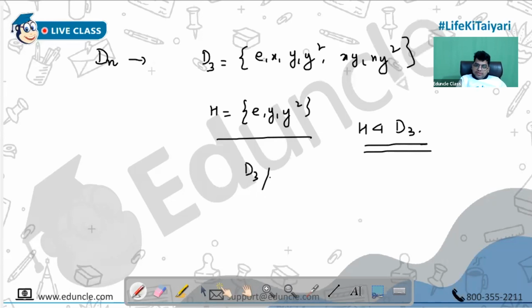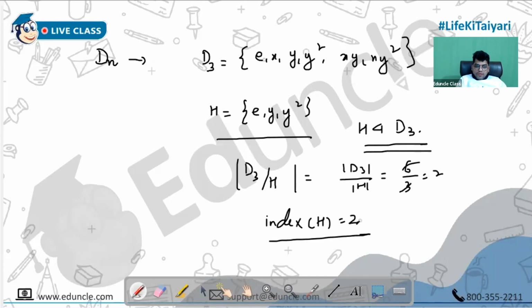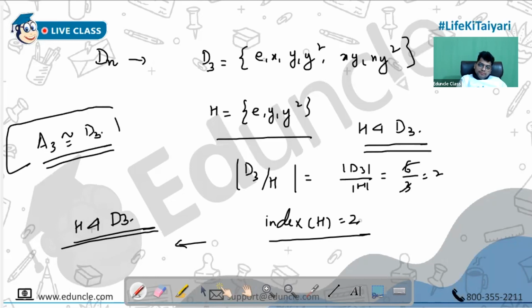Because D3 upon H index, that is D3 order 6 by 3, that is 2. So index 2. And you know, 3 is isomorphic to D3. Yes or no? Am I clear? So how can you say, Rishabh, that this is simple?